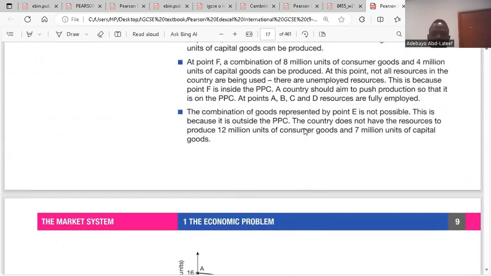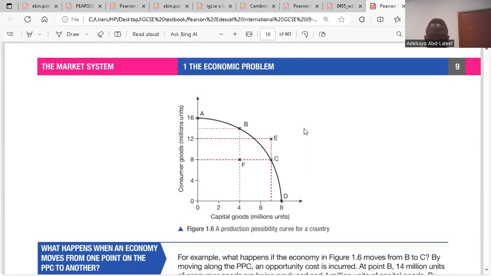Based on this graph, at point A, 16 million consumer goods will be produced, which means zero capital goods will be produced at point A. Are you with me? Are you there with the graph? Do you understand the graph now? At point B, let's say 14 million consumer goods will be produced and 4 million capital goods will be produced. Is it clear? Yes.